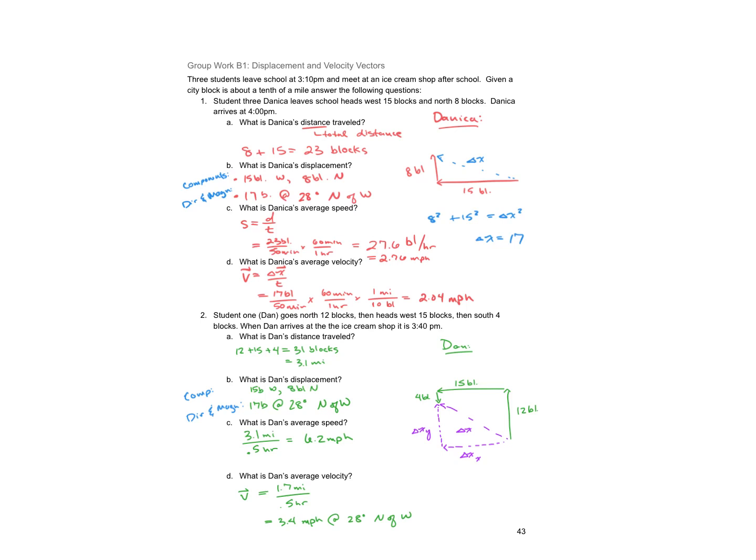Hello all, here are the explained solutions for group work B1, which discusses displacement and velocity vectors. So question 1 uses a student named Danica.